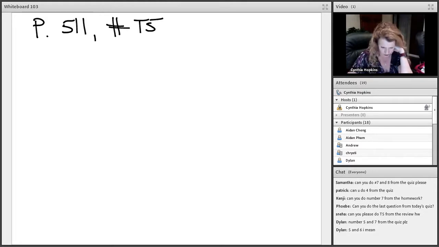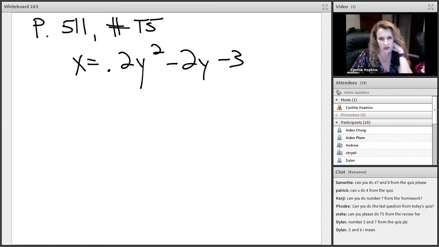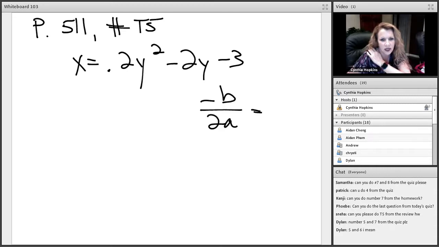Okay, so here's the equation they gave: x equals 0.2y squared minus 2y minus 3. This is considered standard form for a parabola, and I'm personally just going to leave it like this. Now, you could change it to vertex form, but I think it's easier to just calculate the vertex. So I'm going to do negative b over 2a. That is something you need to have memorized.